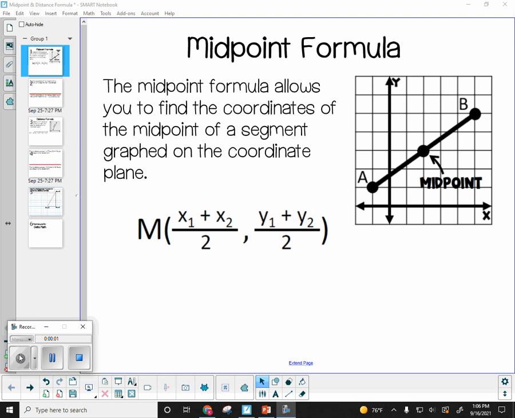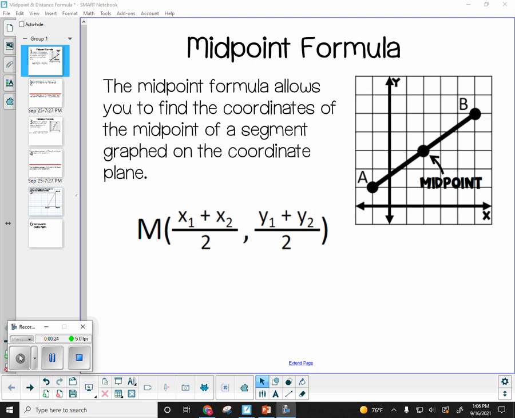Today and tomorrow, we're going to be looking at the distance formula and the midpoint formula. They are formulas that we use throughout all of geometry. It's called coordinate geometry, dealing with shapes on the coordinate plane. We're talking about the axes, plotting points, and that sort of thing.